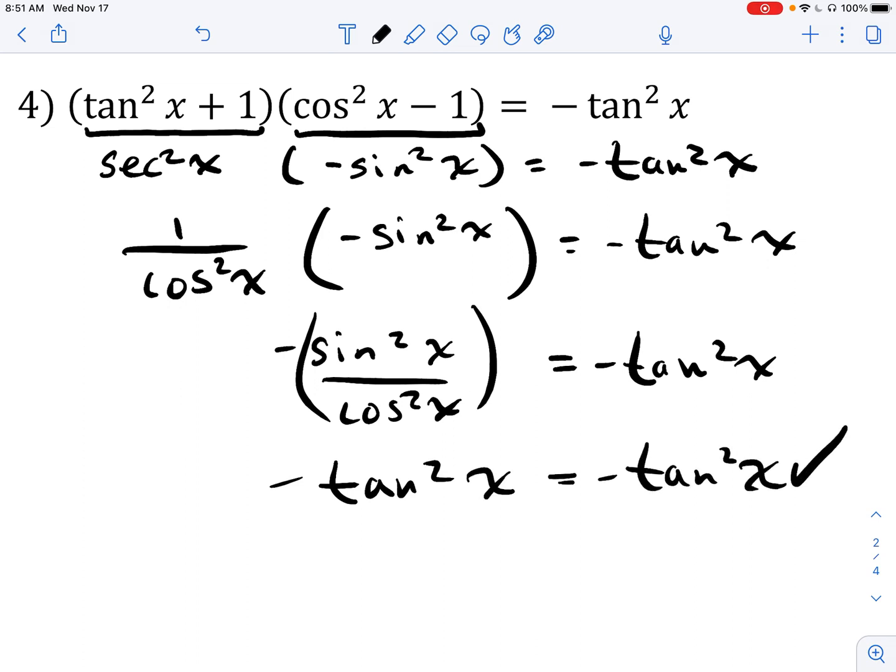And there's our verification. We've just shown that the left side is indeed equal to what we have on the right side. Okay.